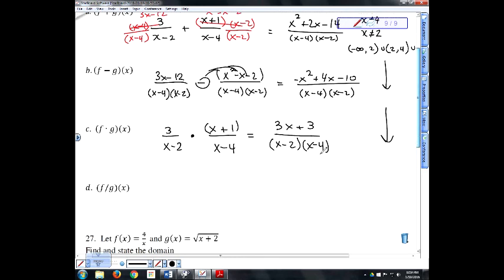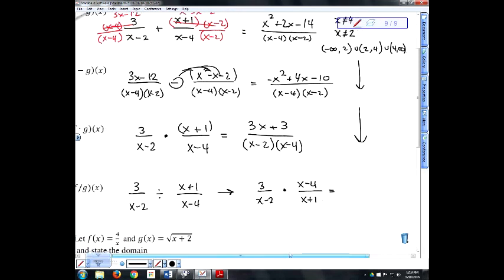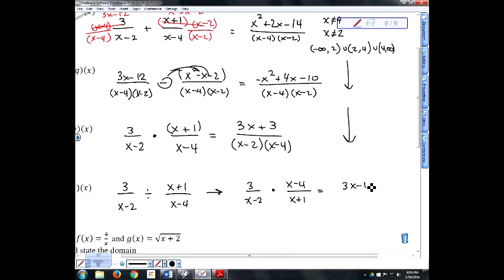Now for part D, dividing two fractions is the same as multiplying by the reciprocal of the second fraction. So we're going to get 3x minus 12 if you distribute the 3 in the numerator over x minus 2, x plus 1. So now we have something new to consider.